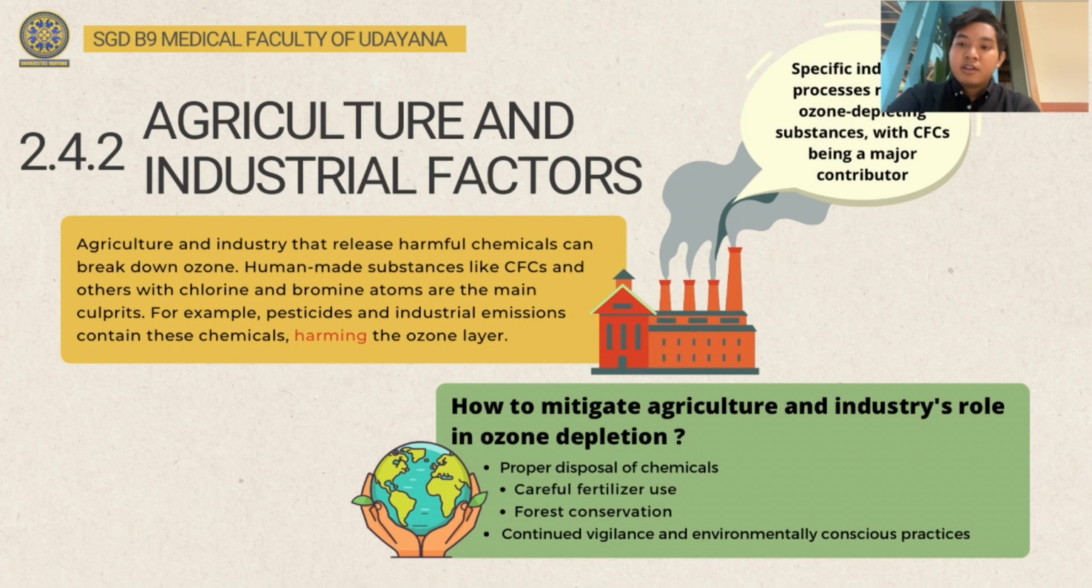And the way to mitigate agriculture and industry roles in ozone depletion is firstly proper disposal of chemicals, secondly careful fertilizer use, third forest conservation, and lastly continued vigilance and environmentally conscious practice. Okay, that's all from me. Thank you.